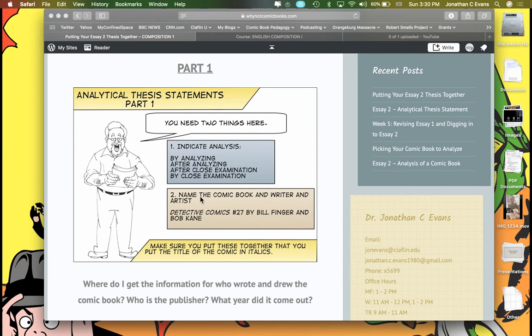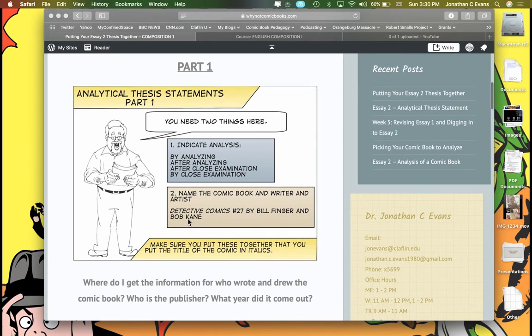And then once I got that, the second thing was the comic book I plan on reading. In this case I chose Detective Comics number 27. Notice that Detective Comics is in italics. Number 27 by Bill Finger and Bob Kane. That's the writer and the artist, okay?